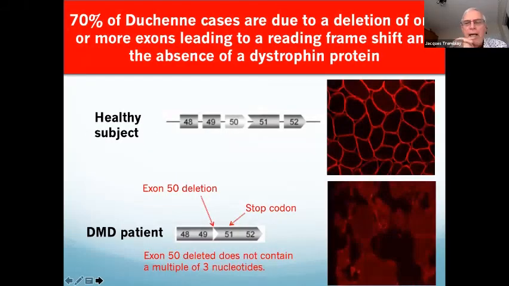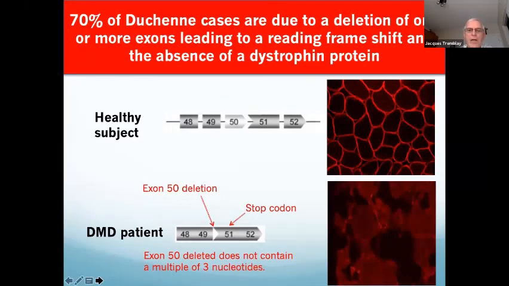This is a slide that illustrates what's happening when there is a deletion. I mentioned it before. We have a healthy subject on the top where every exon is present, and on the right side the presence of the dystrophin protein in red. But at the bottom, we have an example of a Duchenne patient which has a deletion of exon 50.